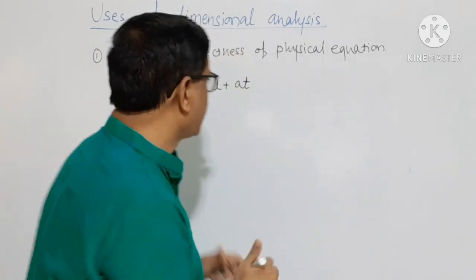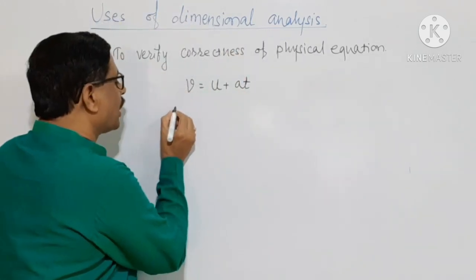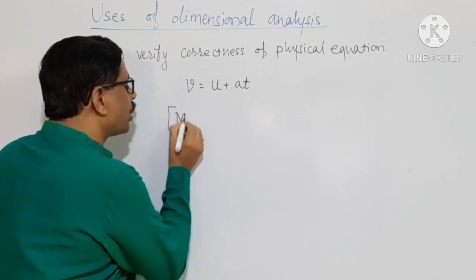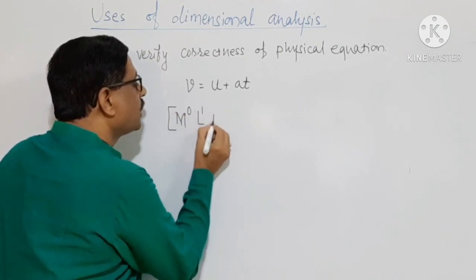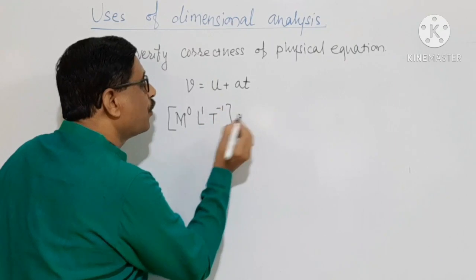Now we will go here. What V is final velocity. The dimensions of velocity are M^0, L^1 and T^-1. How it comes?